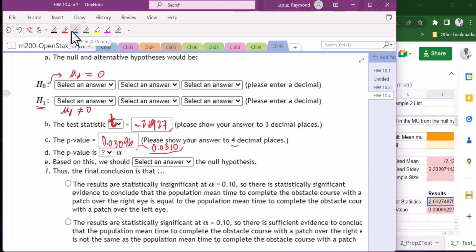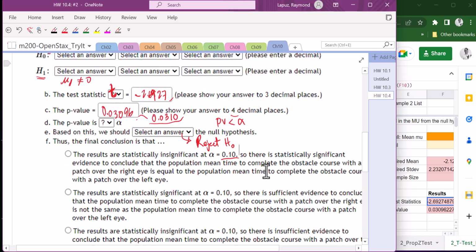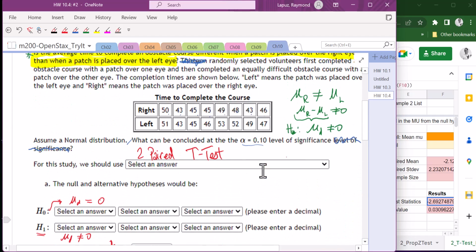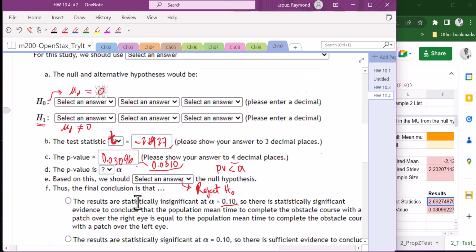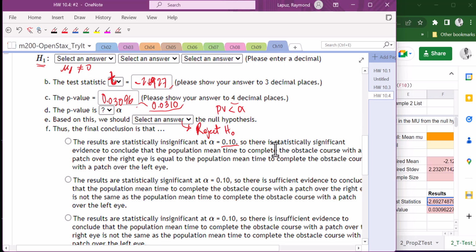And so we can see clearly that the p-value, I'll say PV, compared to 0.1 is going to be less than alpha. And so since our p-value is less than alpha, we will reject the null hypothesis. Okay, so now that we've rejected the null hypothesis, we're saying that we're rejecting this null hypothesis here where mu sub d is equal to 0, so that means it must actually be different. So we're looking for statements that show that it is different.